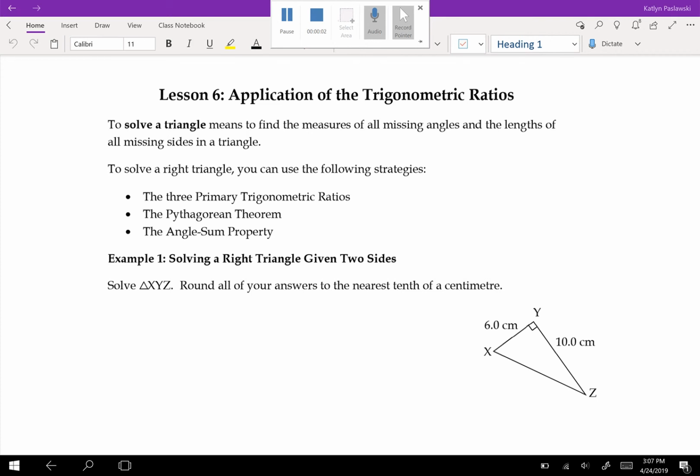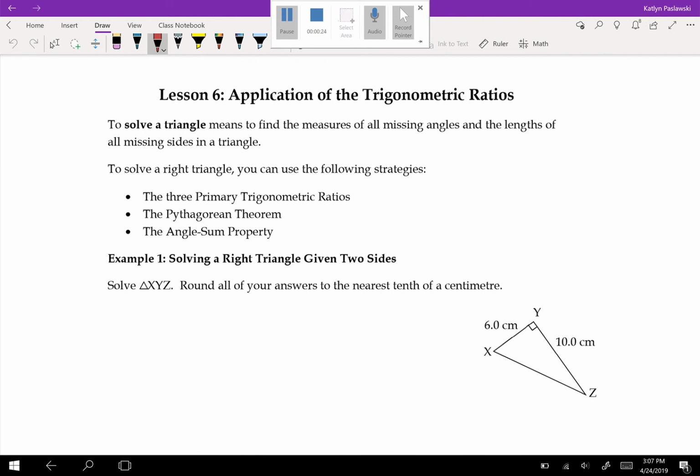All right, here we have lesson six, application of the trigonometric ratios. So we're going to be looking at solving a triangle, which means solving all missing angles and the missing lengths. So this is going to require us to use the trigonometric ratios, Pythagorean theorem, and the angle sum property, depending on what we need to solve and when.